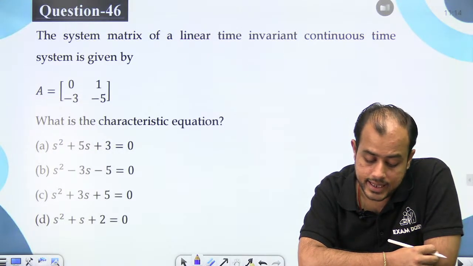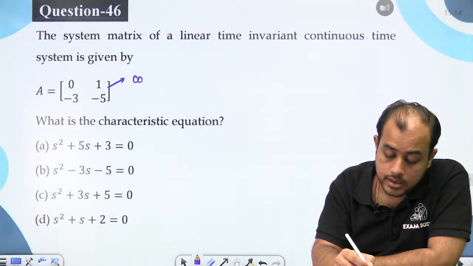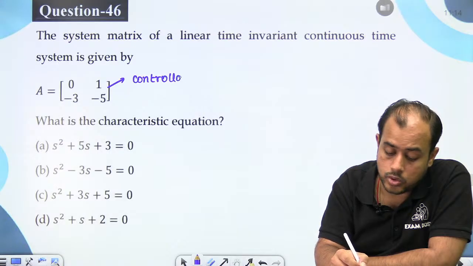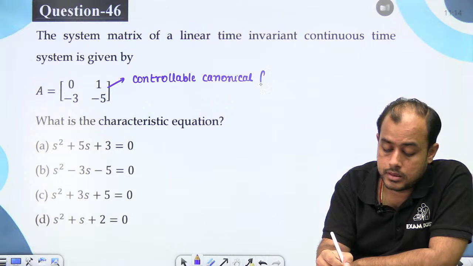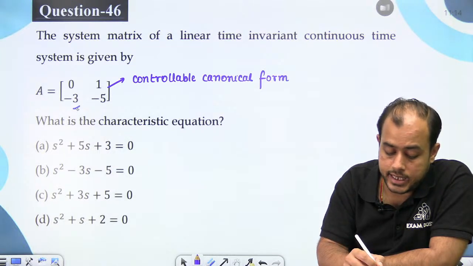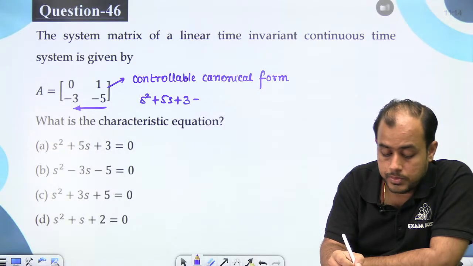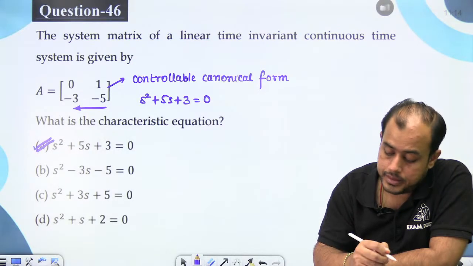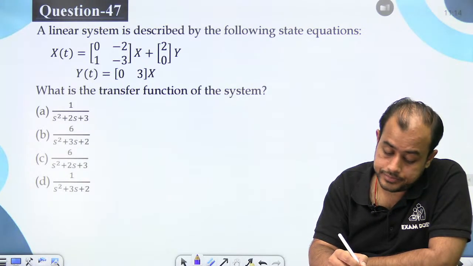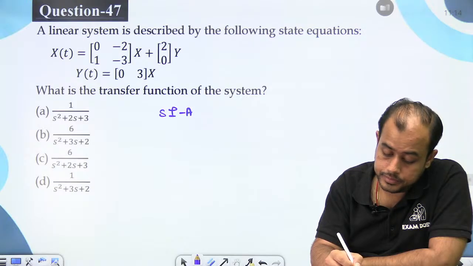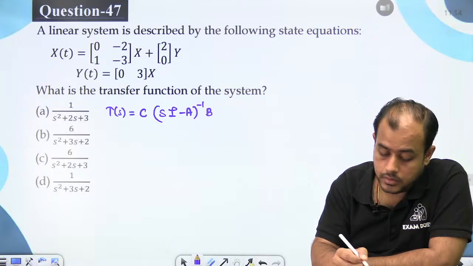ESE 2009. A is given, the state transition characteristic equation. Again, this is controllable canonical form. So take the negative of coefficients in the opposite order, negative. So they will become plus. Okay. ESE 2009 transfer function. Okay.